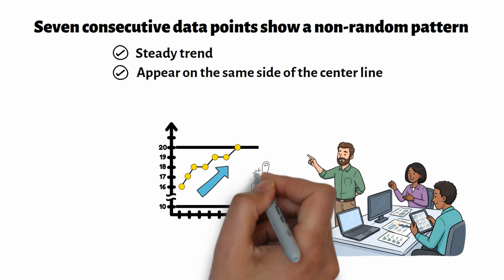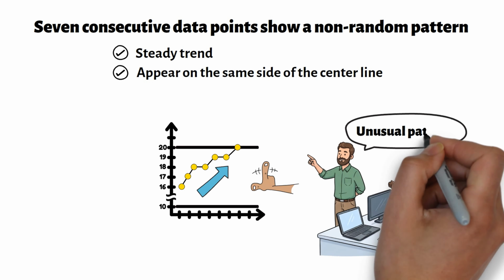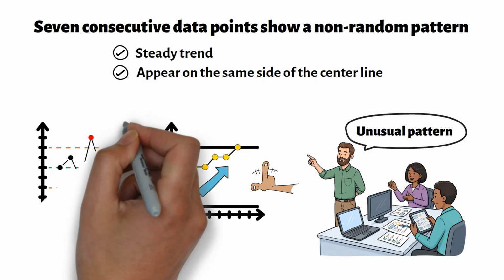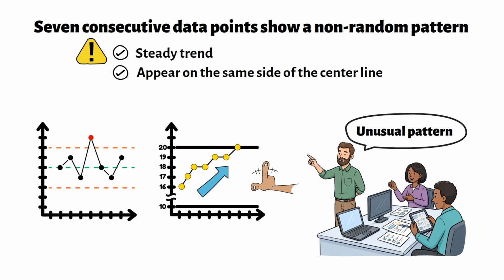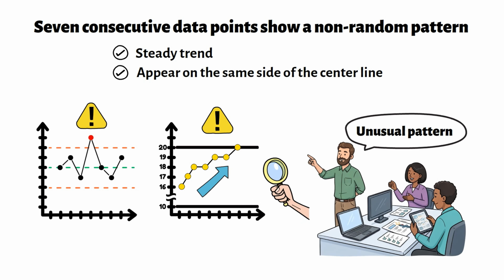This does not automatically prove the process is defective. It means the pattern is unusual enough that it should not be ignored. Remember this: a point outside the control limits is a warning sign. 7 consecutive points showing a non-random pattern is also a warning sign. Both indicate that the process may need investigation.